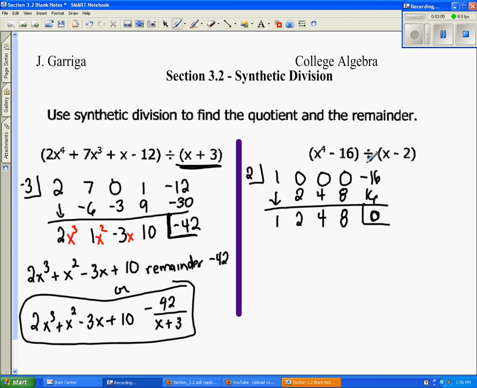My leading term is a fourth degree, so my answer is going to be a third degree. So it's going to be x cubed plus 2x squared plus 4x plus 8.